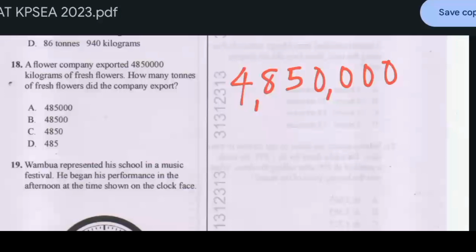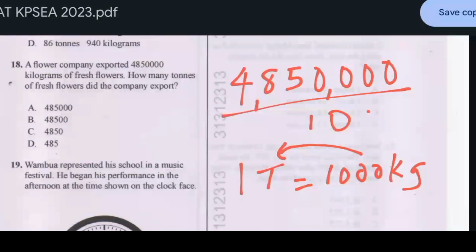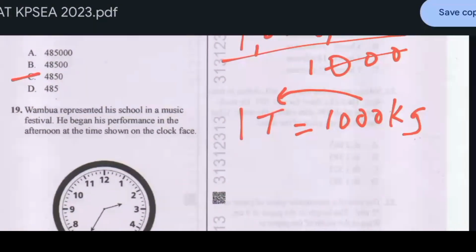So this one is in kg. We want to change it into tons. 1 ton is equivalent to 1,000 kg. So to change from kg to tons, we're going to divide it by 1,000. So divide that figure by 1,000. Remove those 3 zeros like that, and you're ending up with 4,850 tons. Therefore, our answer is C.